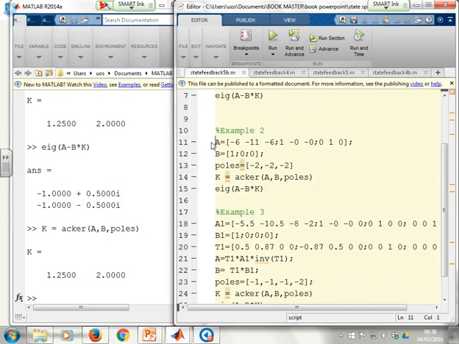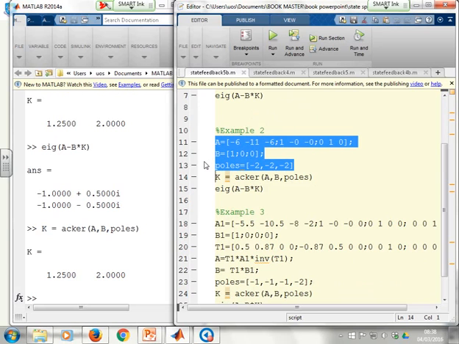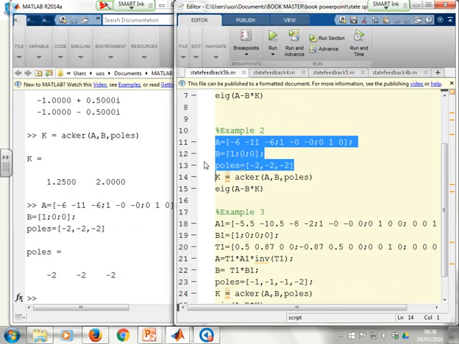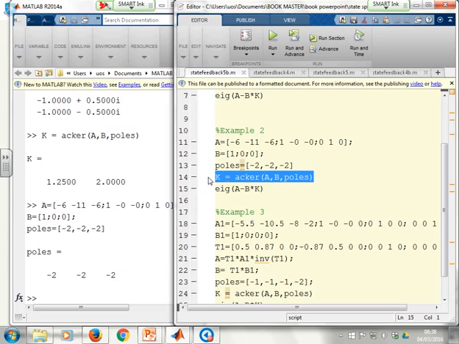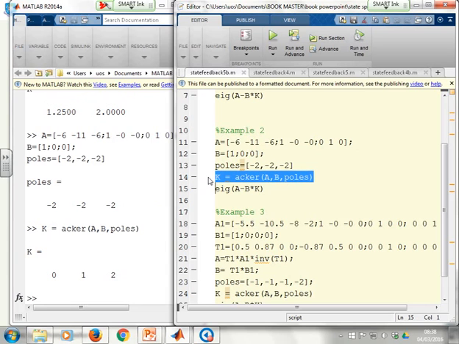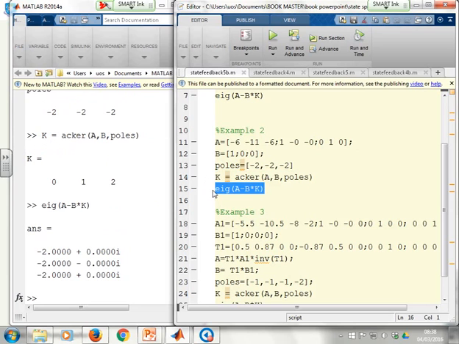If we go down and look at example 2, there's the A and the B, and we've said we want the poles to be at -2, -2, -2. Now here I can't use place, I'll explain in a minute, but I can try Ackermann, and there you see it's given the k that we found earlier, and we can confirm that works using EIG. You can see all the poles are at -2, -2 and -2.